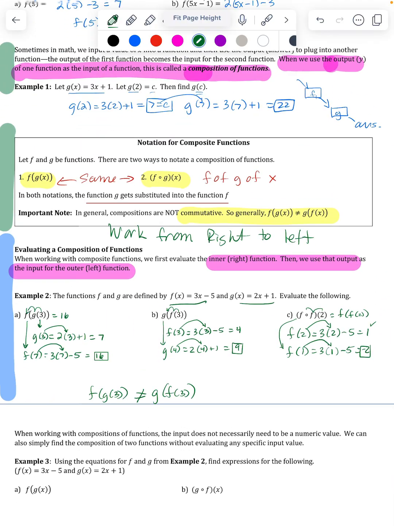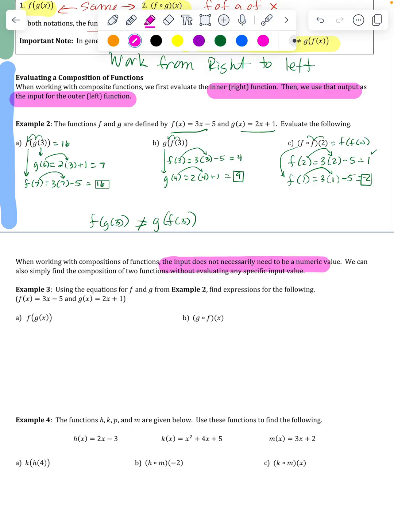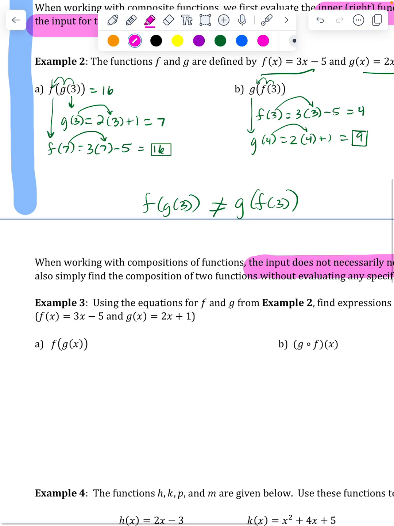Okay, here it's saying you might not have numbers. It's saying when working with compositions, input does not necessarily need to be a numeric value. We can also simplify and find the composition of 2 functions without evaluating a specific number. This is important to do because you do get asked to do this a lot, and you want to feel pretty confident about that. So here we have our 2 functions from before, and we are taking function G and plugging it into F.